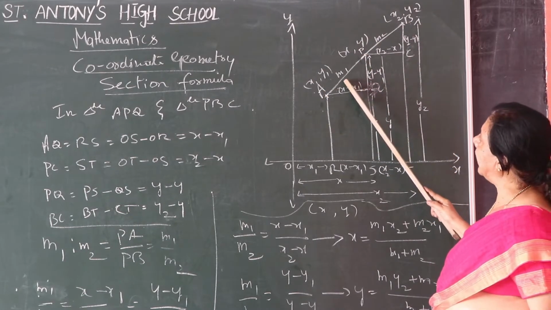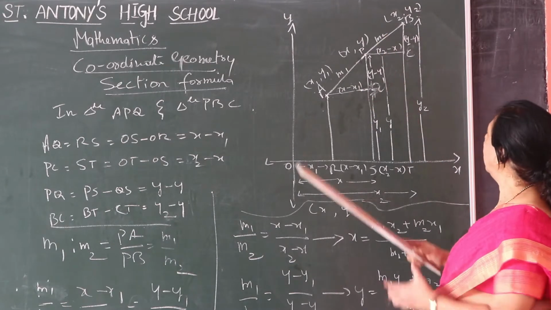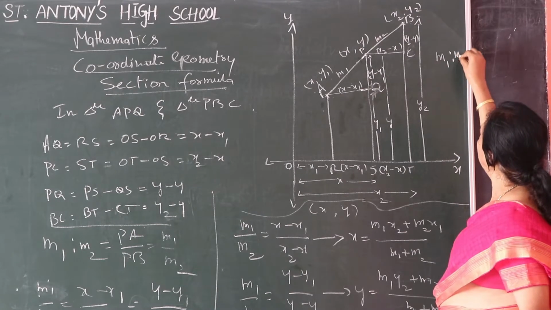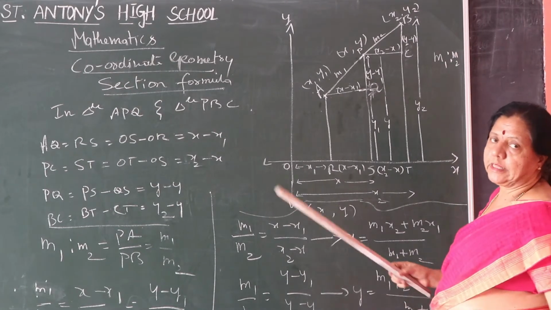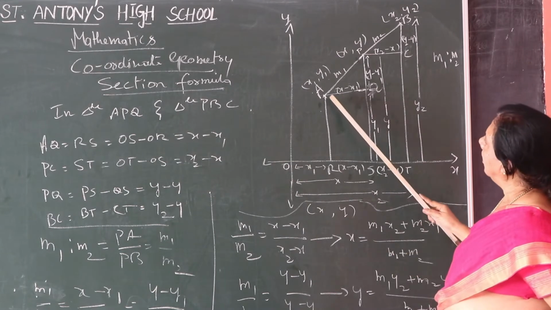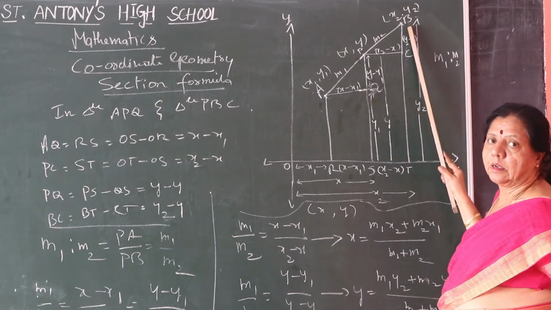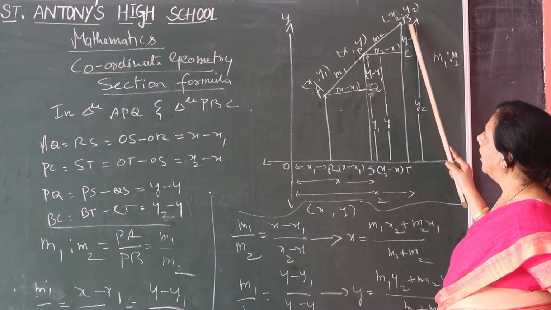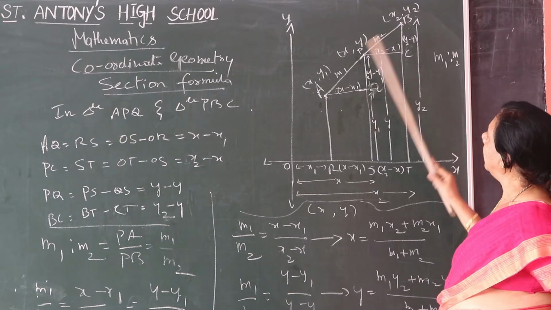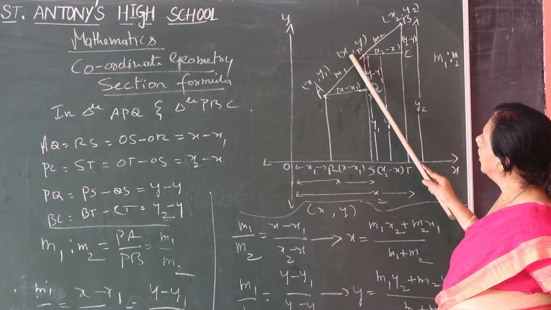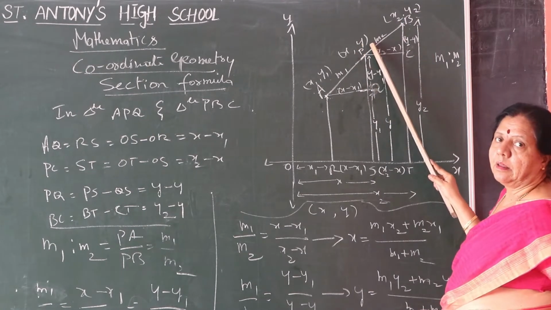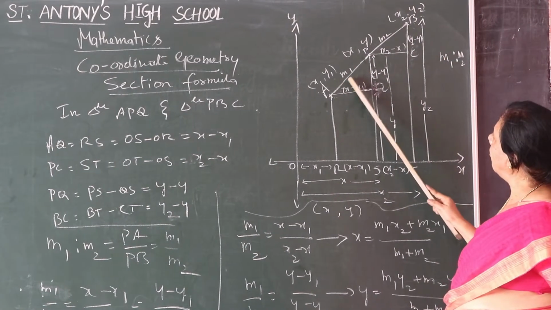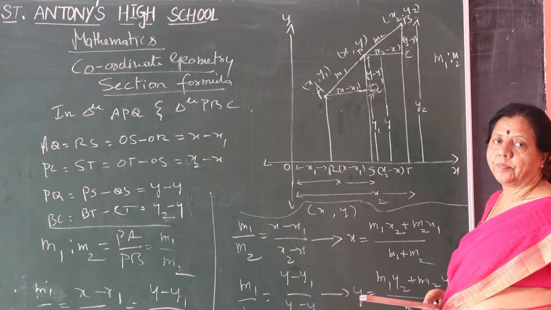That is in the ratio m1 is to m2. We can write it like this, m1 is to m2, children. Shall I repeat once again? See here, AB is a segment, P is a point that divides A and B. This is x1, y1, this is x2, y2, this is x, y. It divides in the ratio m1 is to m2.